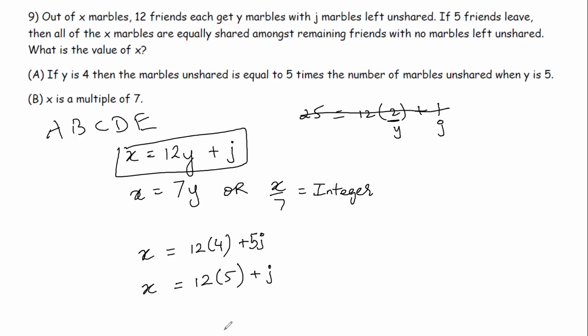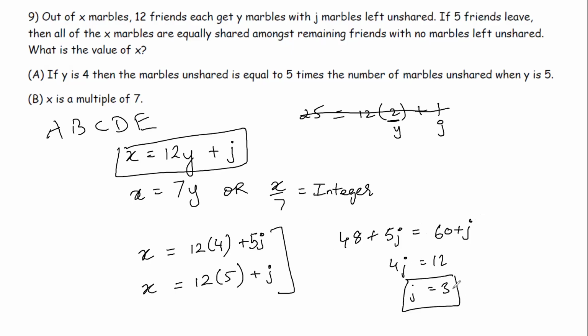X is 12 times 4 plus 5j. So we can simply equate these two expressions. 48 plus 5j is equal to 60 plus j. So we get 4j is equal to 12, j is equal to 3. With j equal to 3, we can plug in anywhere and get our answer. So what is the value of x?